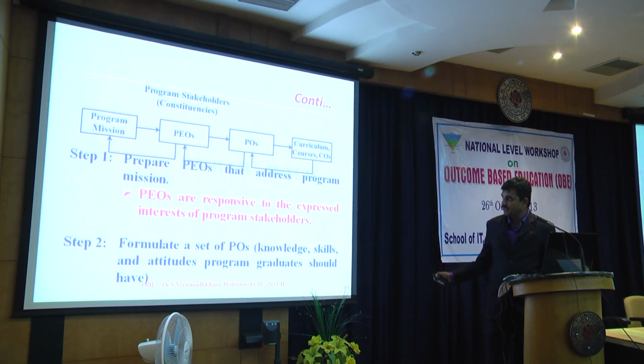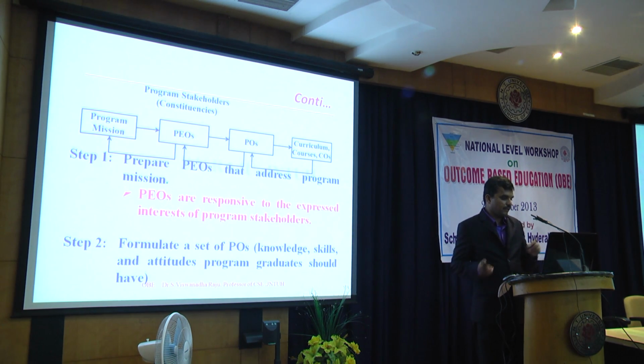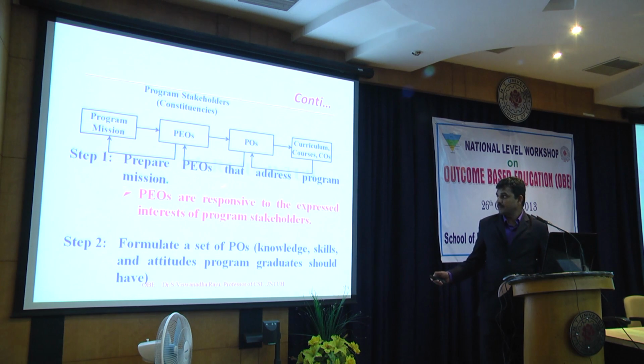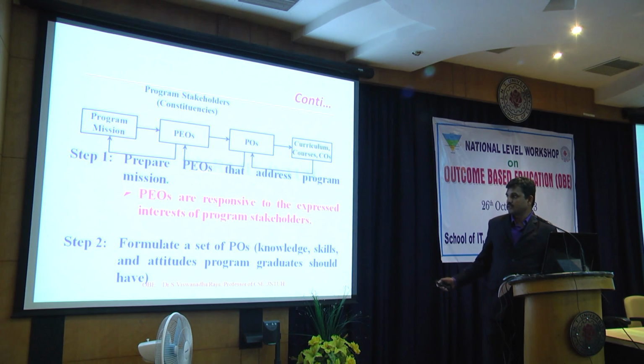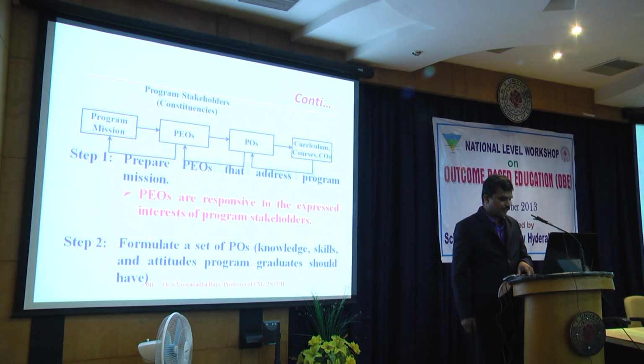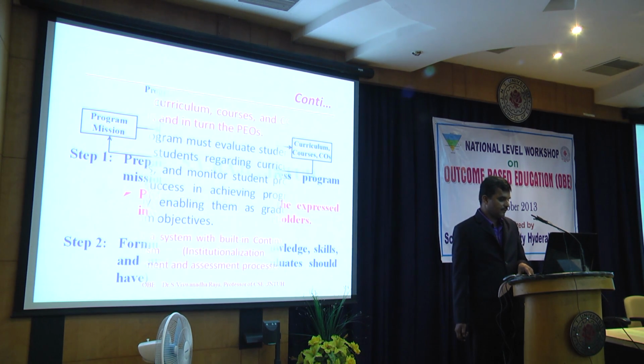The next part will be the bottom-up process. You see now, prepare step 1: prepare POs that address the program mission. POs are responsive to the expressed interests of program stakeholders. So you see that this is what. And formulate a set of, again they are discussed, this is what we already discussed much. I think now here in a brief way I have provided the information about PO, CO, like you see this.